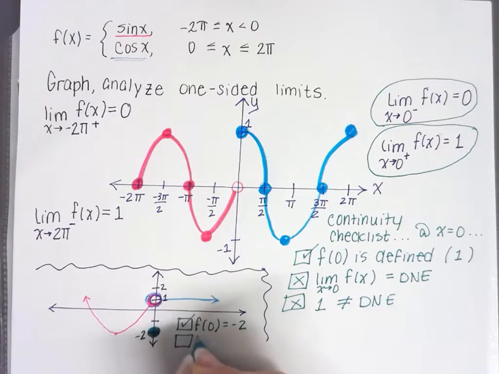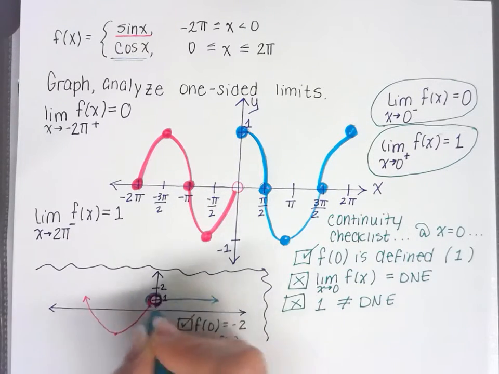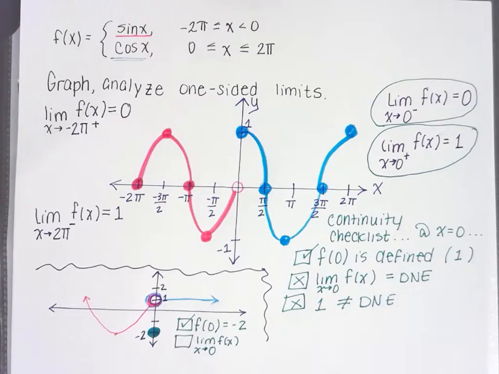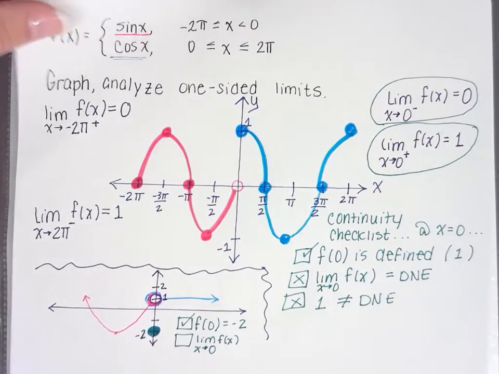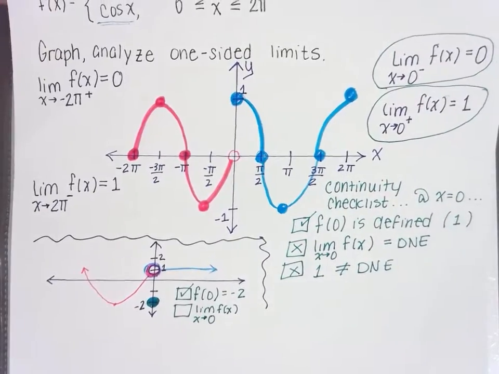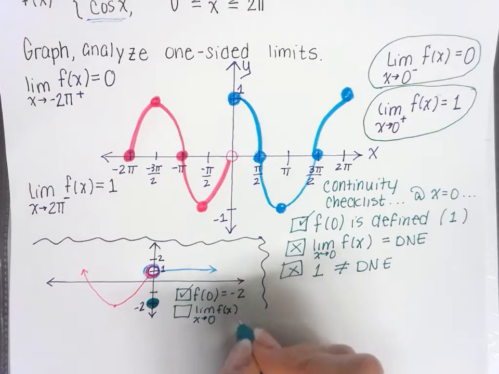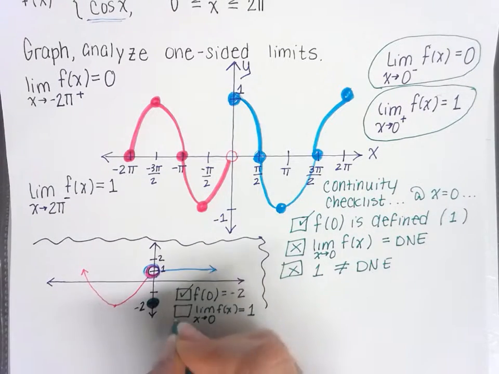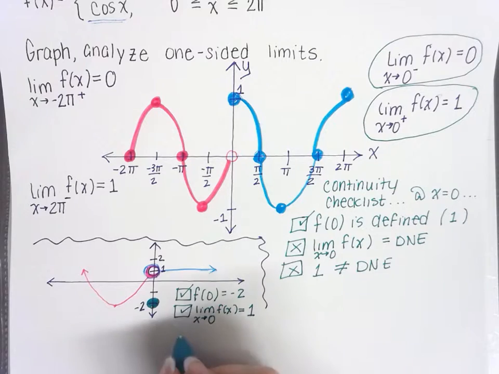Number 2 asks you to find the limit as x approaches 0 of this function f of x, which I don't know what it is right off the top of my head, but does the limit exist? Yeah, it does. What is the limit? 1. So check and check.